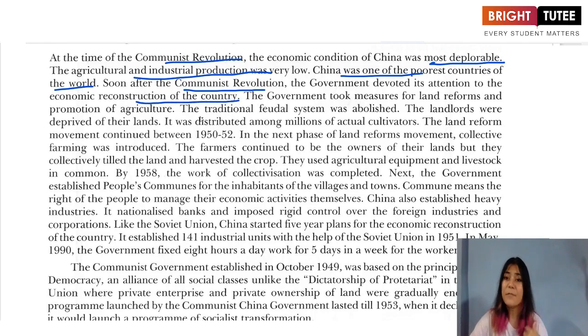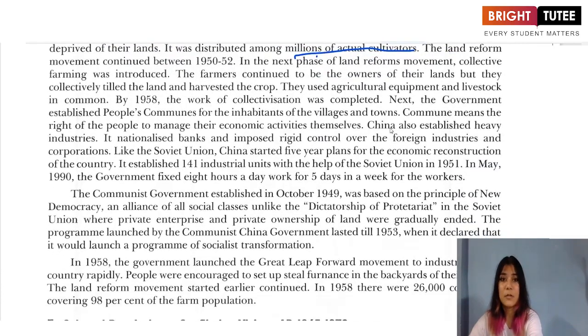Now Mao Zedong's government took measures to bring about land reforms and also to promote agriculture. The traditional feudal system was abolished. The landlords were removed from their position of power and privilege. Their lands were also confiscated by the government, and it was distributed among millions of cultivators who actually worked in those lands and cultivated crops. The land reforms continued between 1950 to 52.